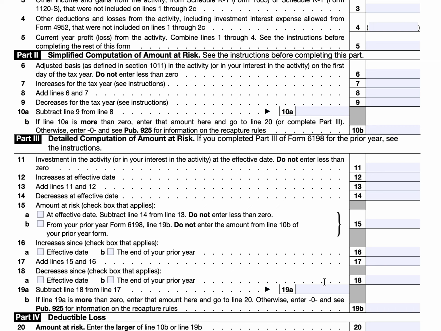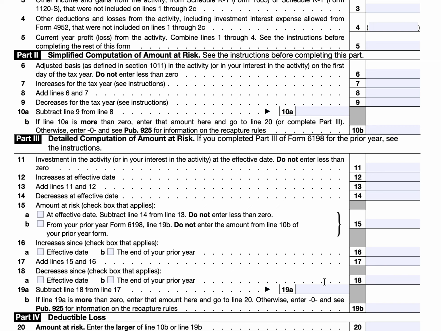And then on line 18, you'll enter decreases, which generally are the opposites of everything I just said. So you'll enter in decreases any cash, property, or borrowed amounts that were protected against the loss by a guarantee, stop loss, or similar arrangement. 2, amounts borrowed since the effective date from a person with an interest in the activity other than as a creditor or who is related. 3, cash and the adjusted basis of other property withdrawn or distributed since the effective date. 4, recourse loans that were changed to non-recourse loans since the effective date.